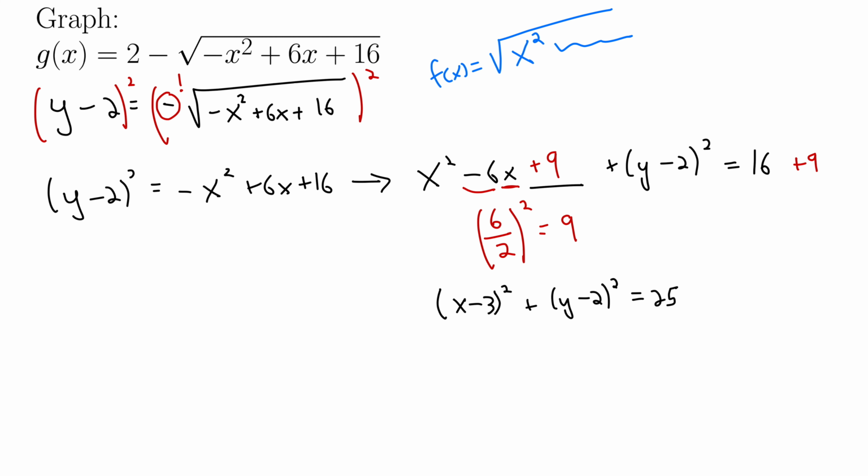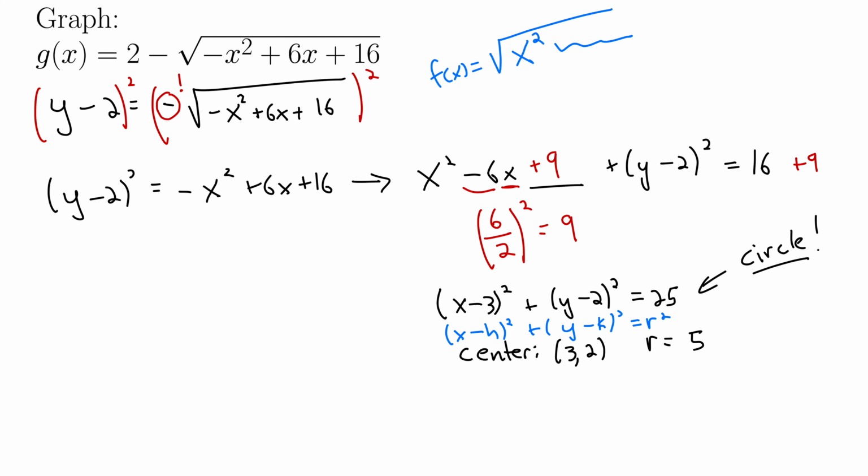And now we can see that this is indeed a circle, with the center at 3, 2, and the radius is 5. Why is that the case? Well, a circle is of the form x minus h squared plus y minus k squared equals r squared, where the center is h, k, and the radius is r.